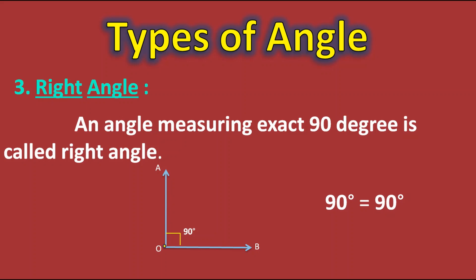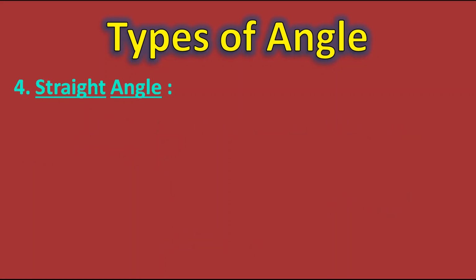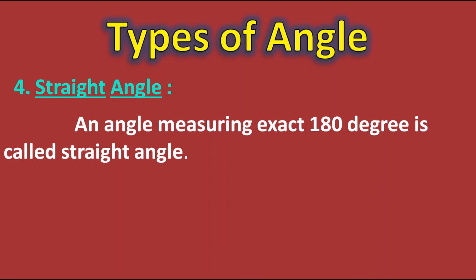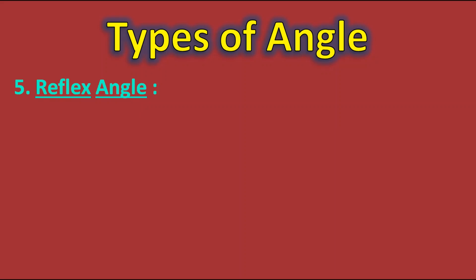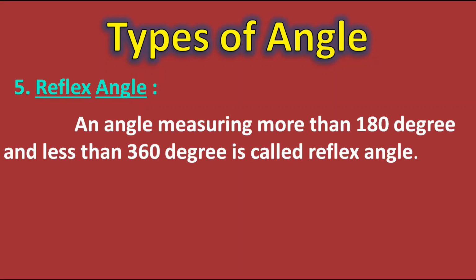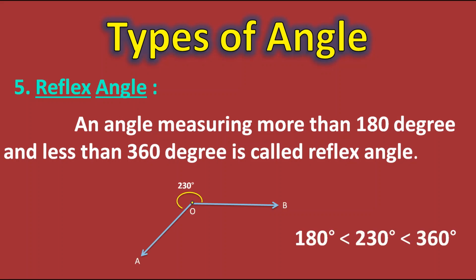Okay. Next comes straight angle. An angle measuring exactly 180 degrees is called a straight angle. So, this is an angle which is measuring 180 degrees. Therefore, this angle is called a straight angle. Next comes reflex angle. An angle measuring more than 180 degrees and less than 360 degrees is called a reflex angle. See here, this is an angle which is measuring 230 degrees and you all know that 230 is greater than 180 and less than 360. Therefore, this angle is called a reflex angle.